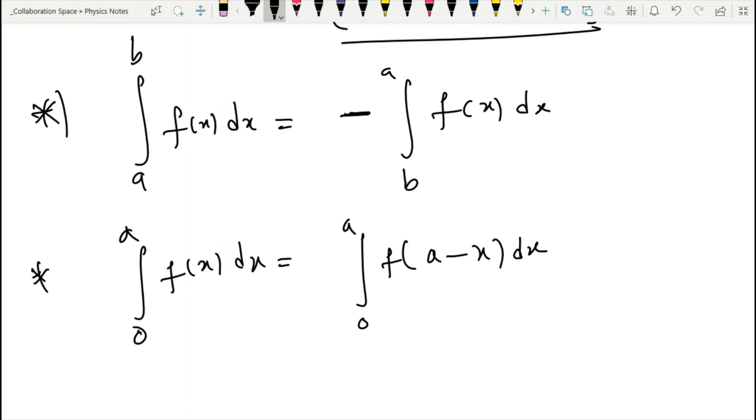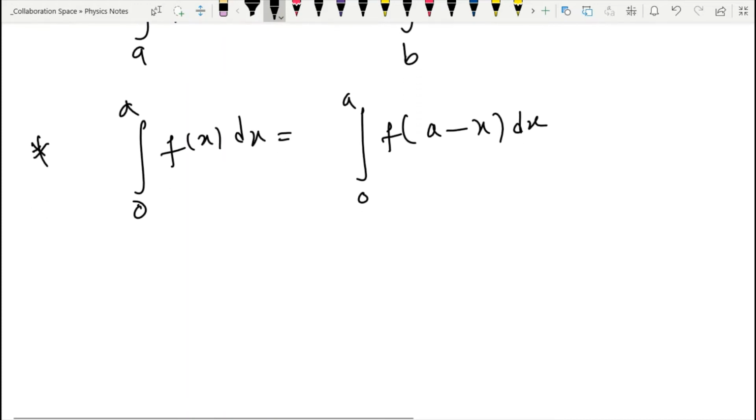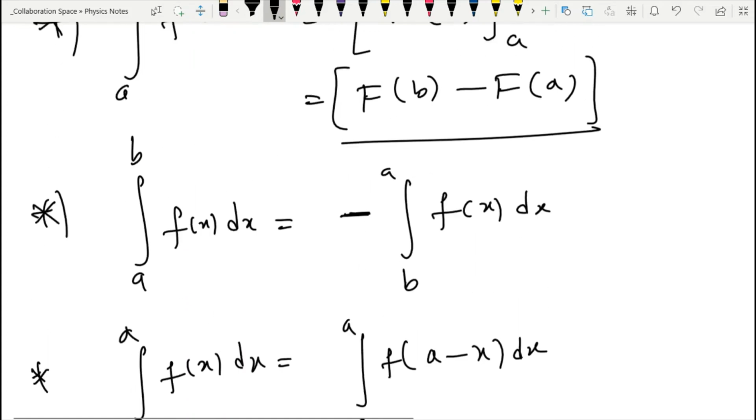Now let us see some applications also, students. We use these formulas only. We don't use that much very difficult formulas. We use very easy formulas. Let us see next another example.